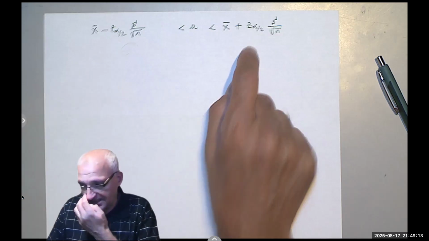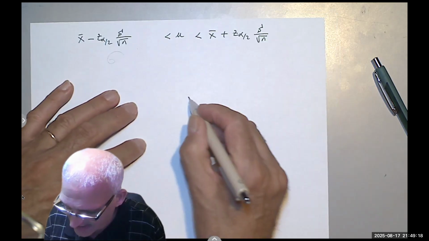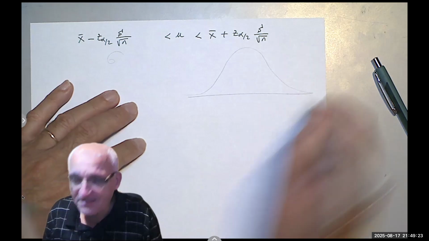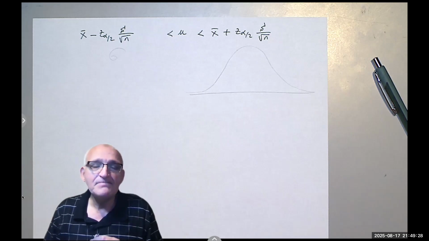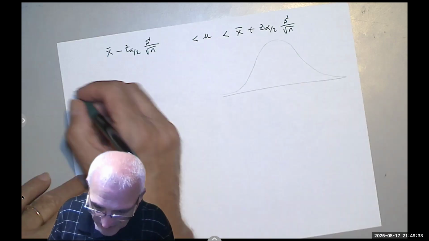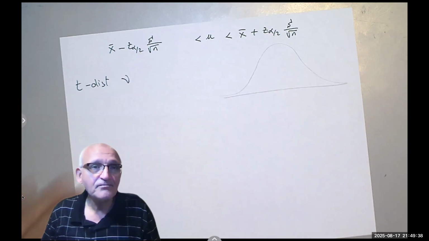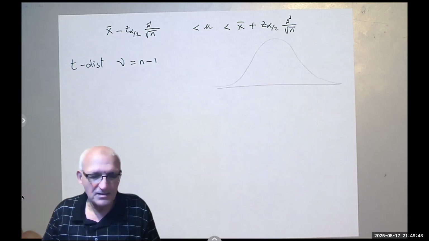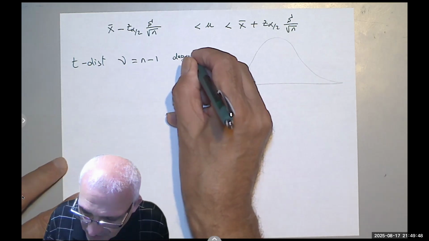The T statistic, so let's assume this is my Z statistic. This is the Z distribution. The T distribution, you cannot draw it unless you know the sample size because it relies on a parameter. The parameter for the T distribution is called nu, which equals one less than the sample size, and we call that the degrees of freedom.